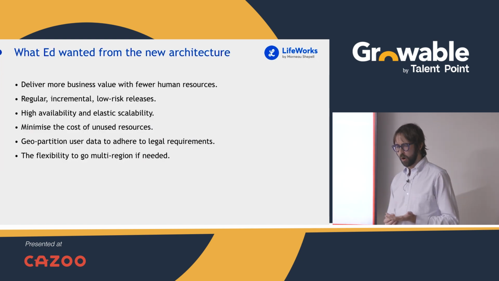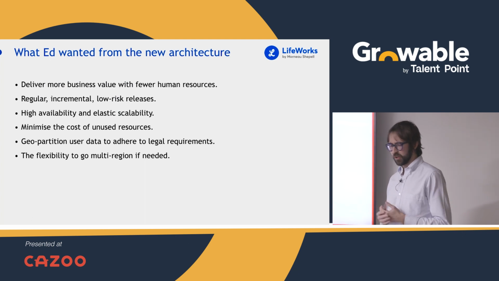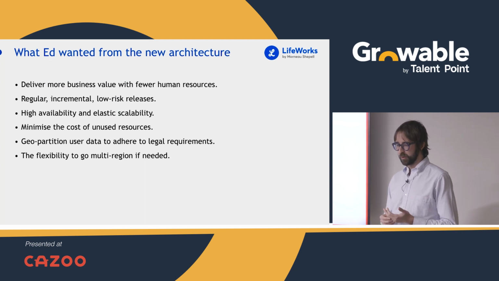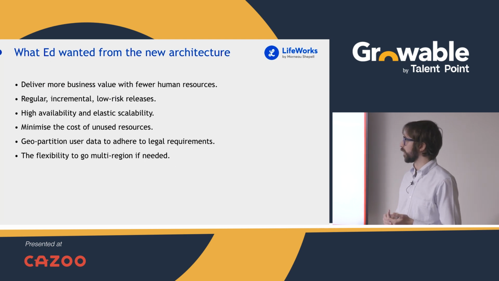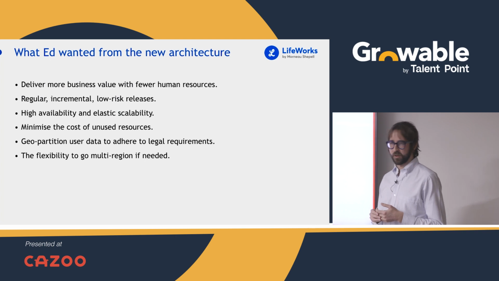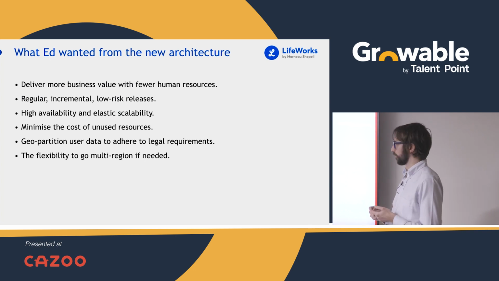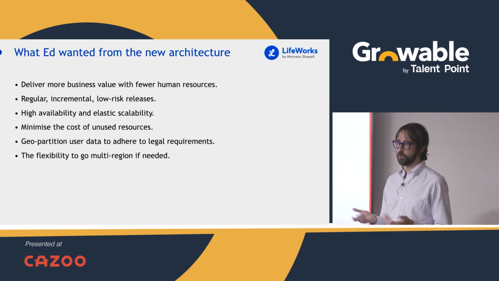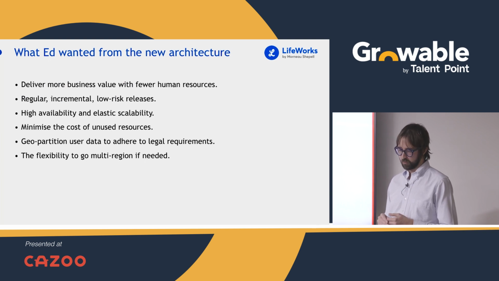So we spoke about what Ed wanted from a new architecture, and it was the usual stuff: we wanted to deliver more business value with fewer people and everything. There were a few more unusual requirements, like right from the off, he said he wanted to geo-partition the data. The reason for this was that the wellbeing data could be quite sensitive in nature, so we could ask questions like, do you feel suicidal? And some of our customers were very uncomfortable with that data living outside of their territory. So this was a requirement from the offset.